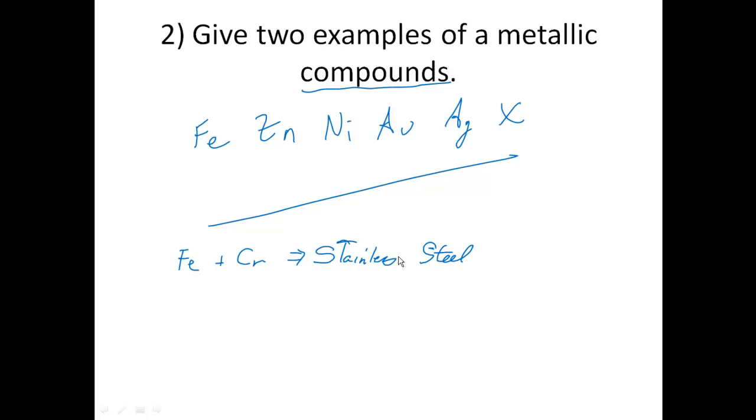We talked in the podcast about making things like brass and making things like, for example, 14 karat gold, which is not pure gold because pure gold is too soft to be used for jewelry. So we take gold and we mix it with silver, and we mix it with some other stuff to make 14 karat gold. So those are just some examples.